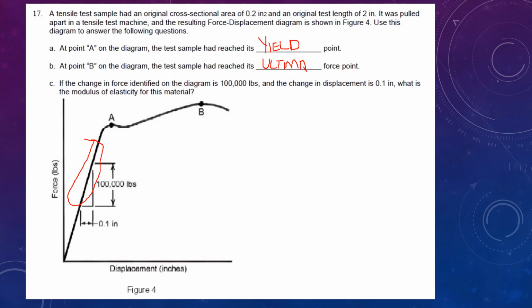And then there's also letter C. Letter C is if the change in force of the diagram is 100,000 pounds and the change of displacement is 0.10 or 0.1 inch, what is the modulus of elasticity? So all you're doing in this case is just taking the 100,000 and dividing that by 0.1 inches. 100,000 divided by 0.1 is going to give you the modulus of elasticity of 1,000,000 psi.